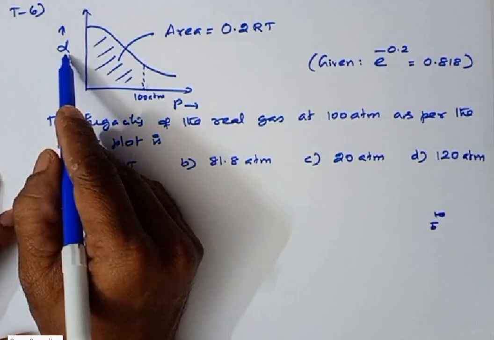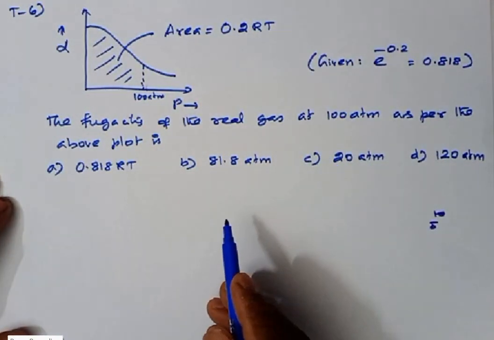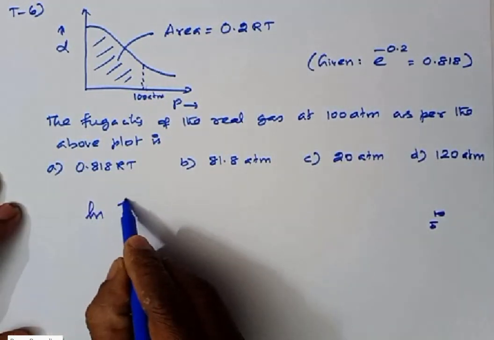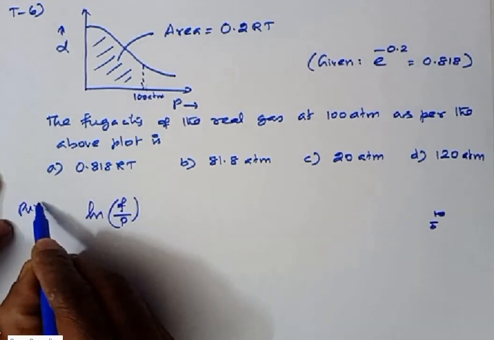Listen, alpha is given, so you must know the relation between fugacity and alpha. Listen, ln of fugacity by pressure. This is applicable for a pure gas. You know very well.